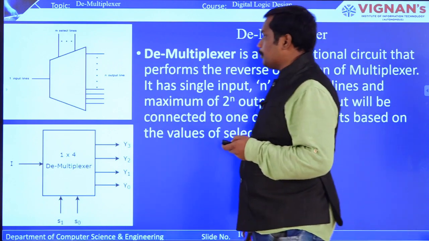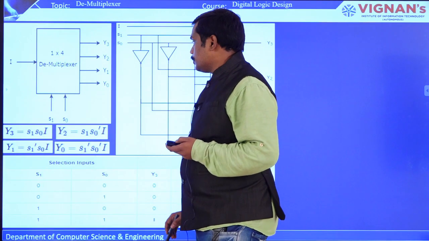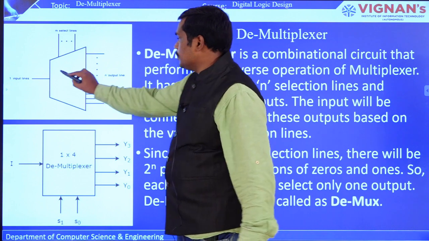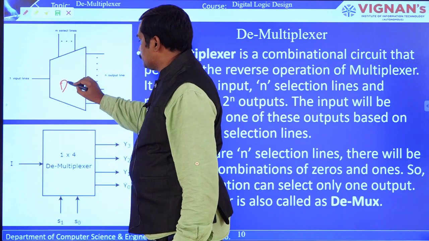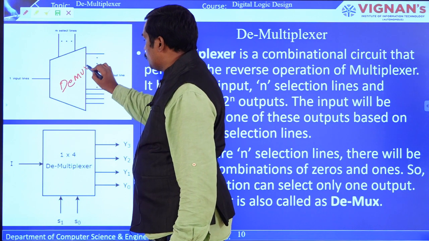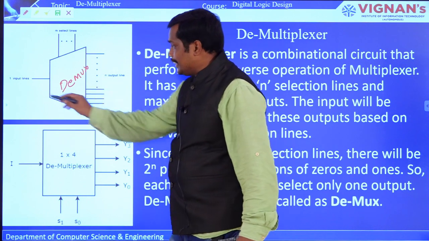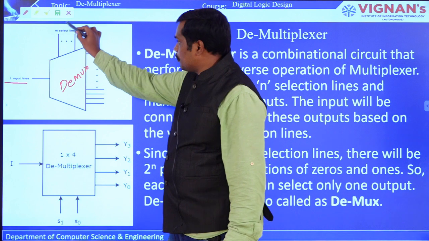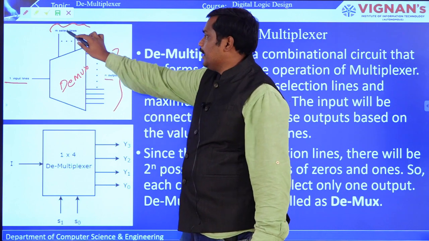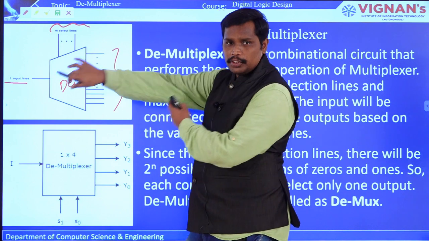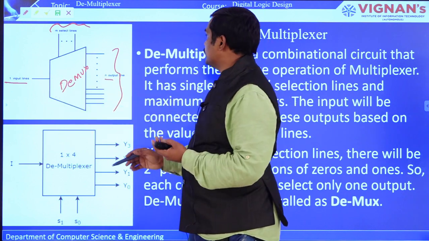Next, the demultiplexer, which is a reverse one. So you can see here the demultiplexer, which can be called Demux, where one input line will be there, and the selective lines depend on the number of output lines. So n output lines are there and m selective lines are there. So it is quite opposite of the multiplexer.